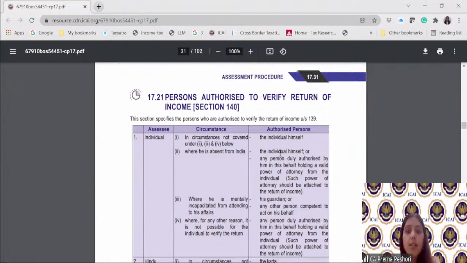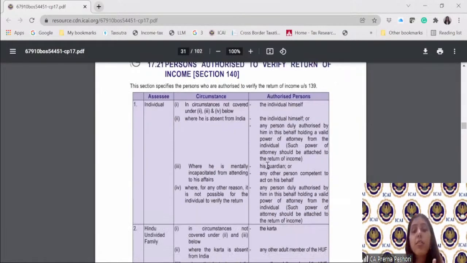If the individual is not present in India, then he can authorize any person on his behalf who is holding the power of attorney. Now, power of attorney has to be uploaded on the e-filing portal. Where the individual is mentally incapacitated, then his guardian or any other person competent to act on his behalf. Or where the individual is not able to verify the return, then any other person, as I said, who is holding a valid power of attorney can verify the return on his behalf.